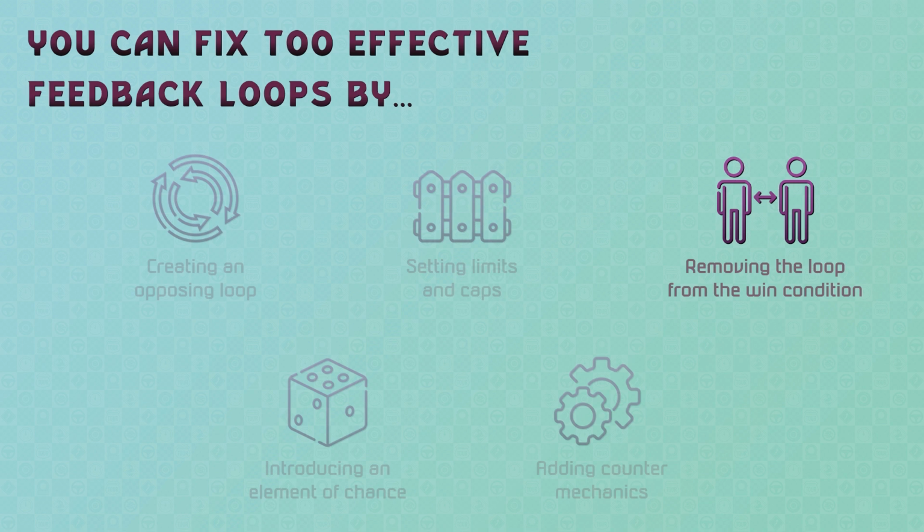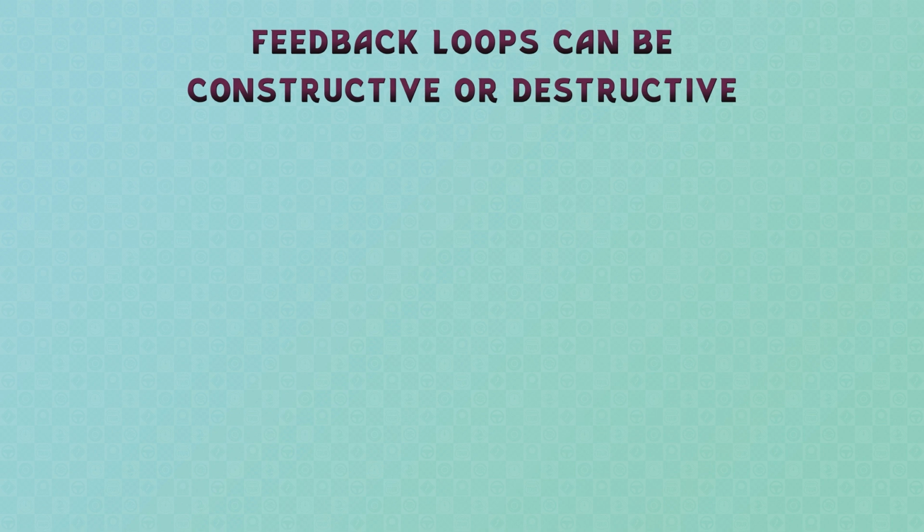Alright, now that we know about the common effects of positive and negative feedback loops, their dangers, and how we could fix an overly powerful feedback loop, let's talk about additional ways to categorize feedback loops apart from just the distinction between positive and negative. Firstly, feedback loops can be constructive or destructive.